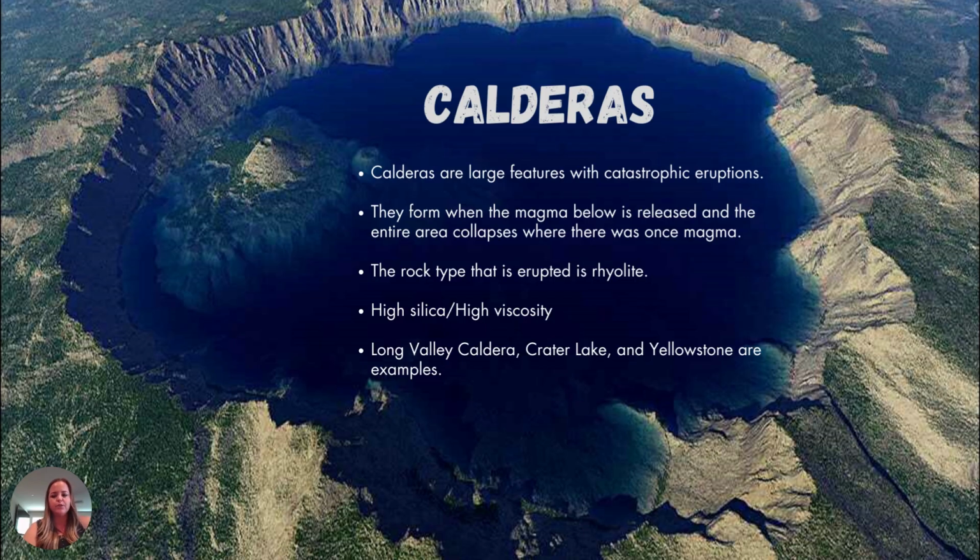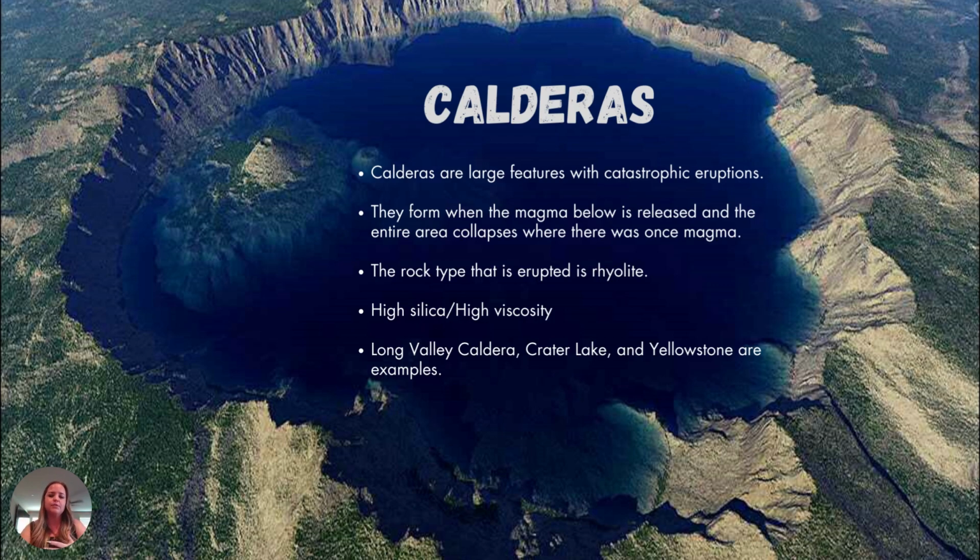All right, moving on to calderas. Calderas are our largest volcanoes, and they have catastrophic eruptions. We're talking not just the immediate area being affected. They form when magma below is released and the entire thing collapses where there once was magma. Sometimes this can look like a stratovolcano that collapsed in on itself. Other times, this is just an area where magma was pushing up on the surface.